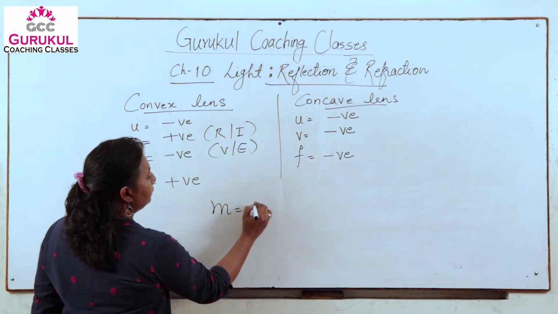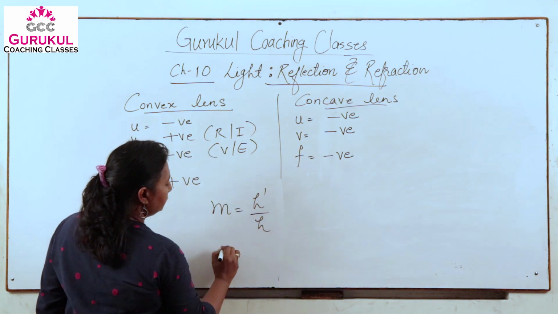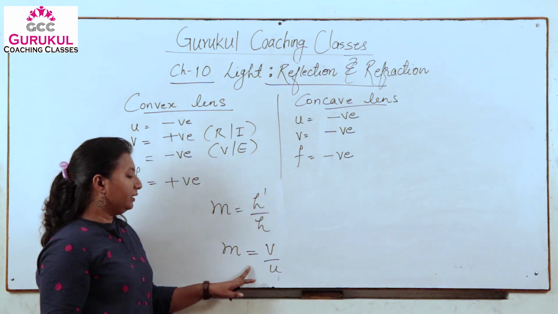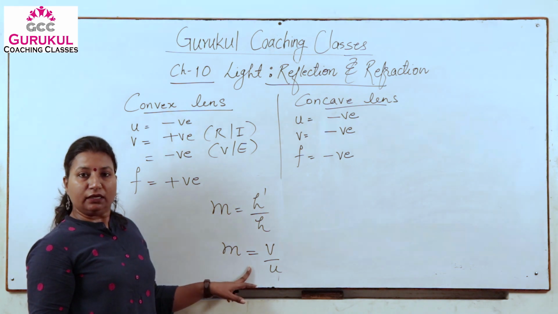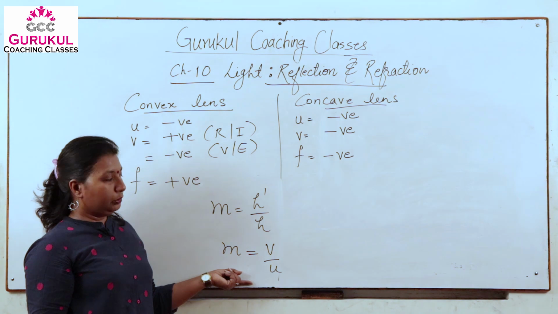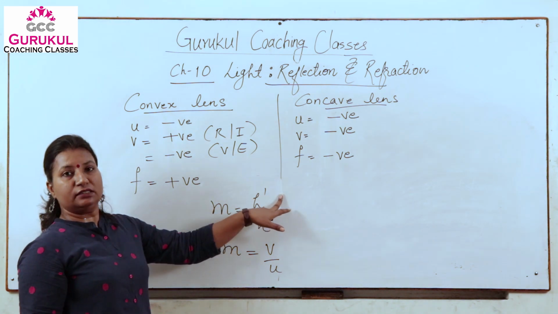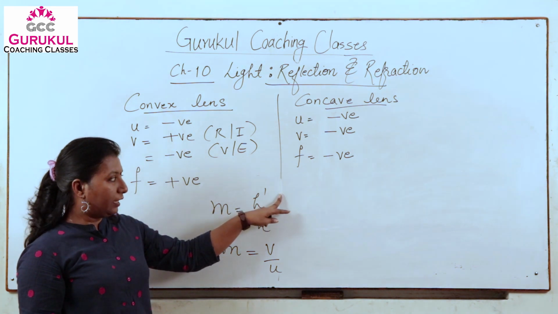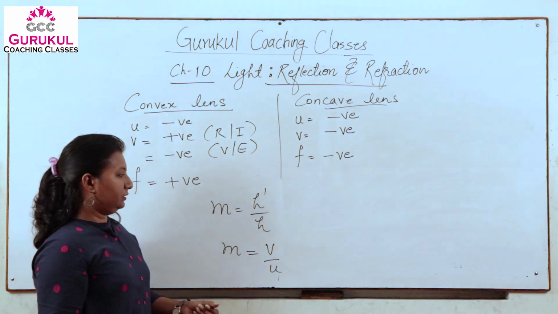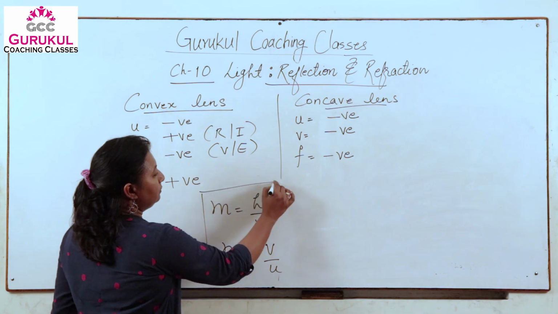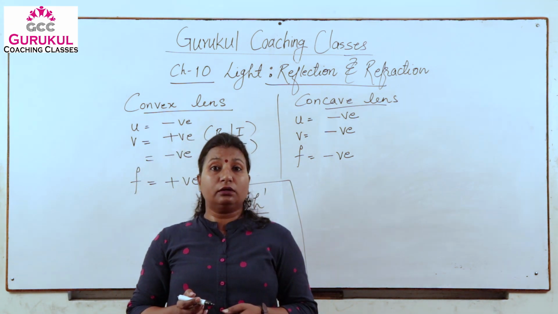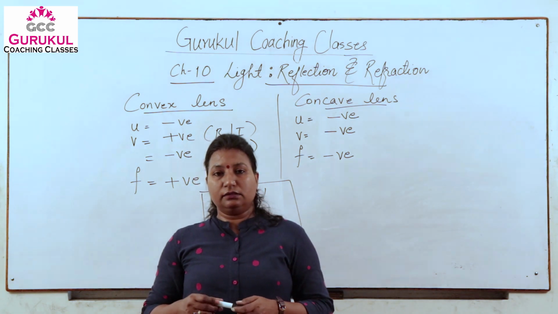Magnification M is equal to h dash upon h, which we are taking as v by u. In case of a mirror, it is minus v by u, but in case of a lens, it is v by u. Here h dash means the height of the image, and h means the height of the object. So all these things we have to use while solving the numericals.